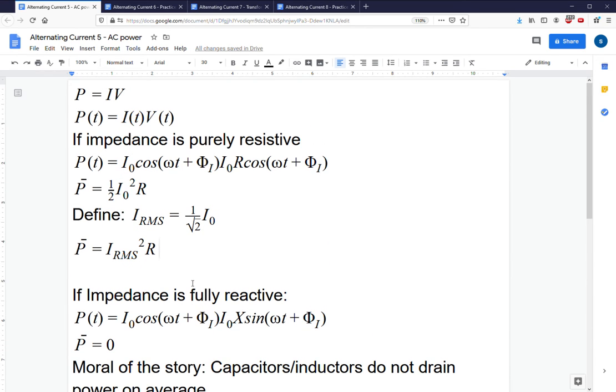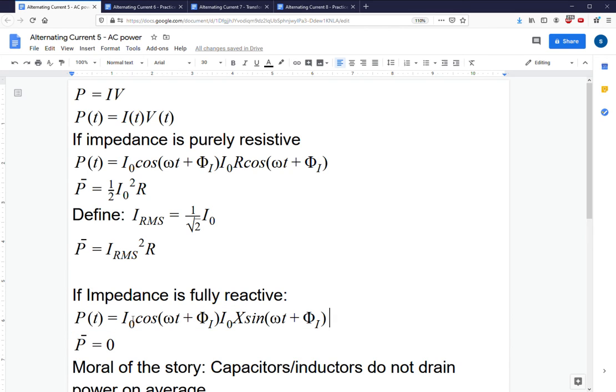That is, its impedance was purely from the reactive component. There was no resistive component. In that case, we can still say that V equals I times, in this case, X, to get the magnitude of voltage, but the phase of voltage would be shifted by 1/4 cycle, which means cosine would turn into sine. And so your power as a function of time would be given by this formula right here.